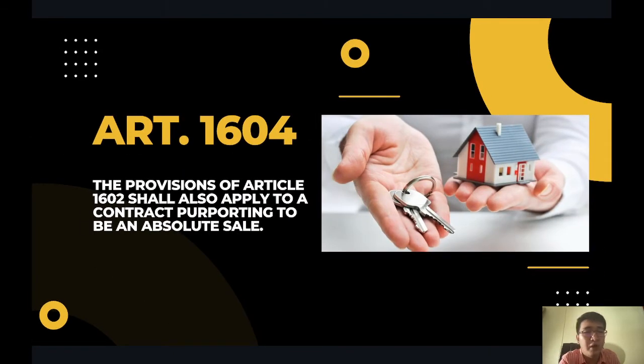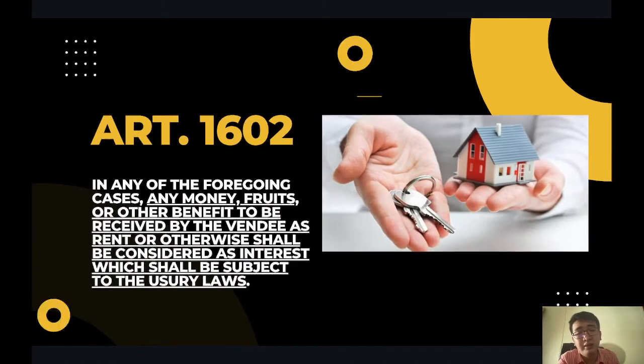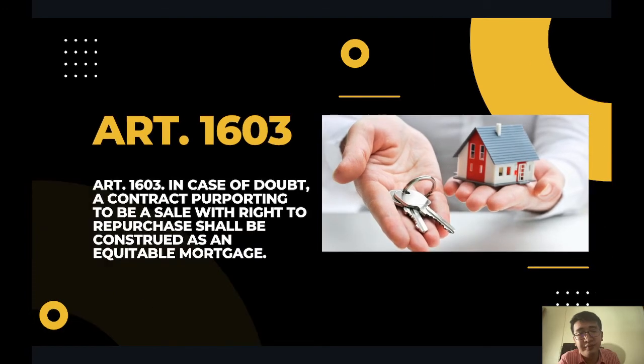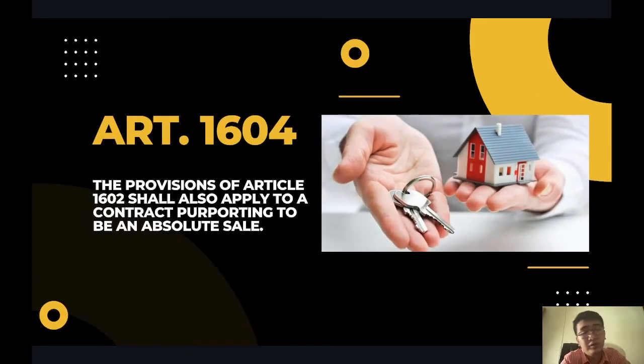Article 1604, the provisions of Article 1602 shall also apply to a contract purporting to be an absolute sale. So what is Article 1602 again? Okay? Hindi lang pacto de retro sale ang pwedeng i-considered as equitable mortgage. Even a deed of absolute sale, as long as the intent shows na mortgage siya, that could be an equitable mortgage. Hindi lang basta pacto de retro sale. Okay?